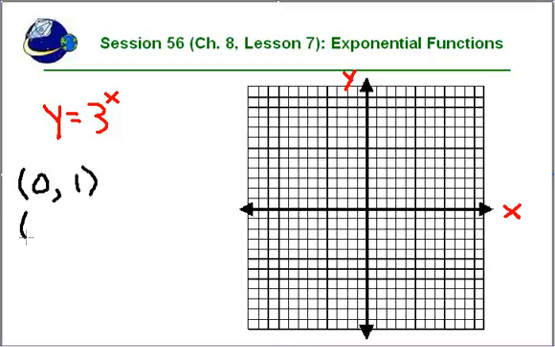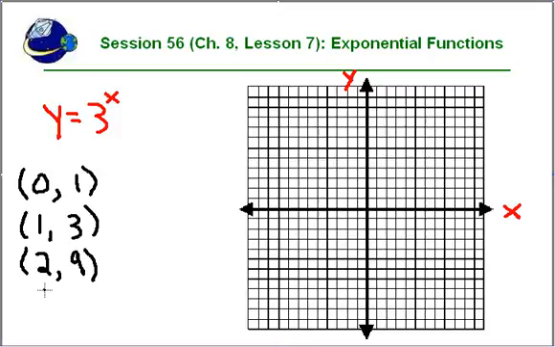Let's go ahead and stick in a 1 for an x. What is 3 to the first power? 3 to the first power is 3. So when x is 1, y is 3. Let's do another point. Let's do x equal to 2. When x equals 2, 3 to the second power means 3 times 3. What's 3 times 3? It's 9. So when x is 2, y is 9.